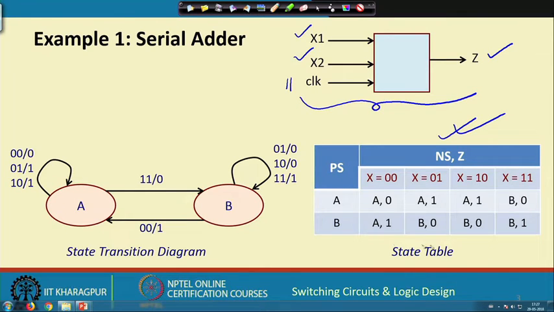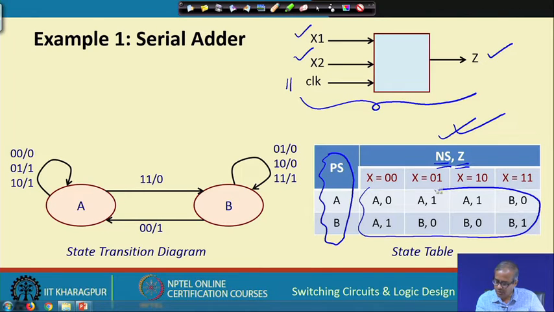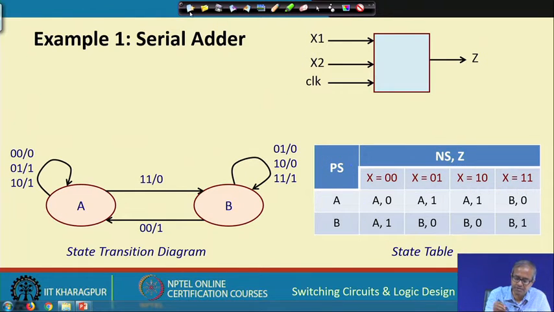So, just let us recapitulate once the state table. In the state table we have the present state specified in the first column and the next state and the output specified in the second column for all possible values of the inputs, because here we have two inputs x1 and x2, there can be four different input combinations. So, capital X is the combination of x1 x2, it can be 00, 01, 10, 11. So, the state table depicts the whole behavior. Now, let us see how we can proceed with the next steps.